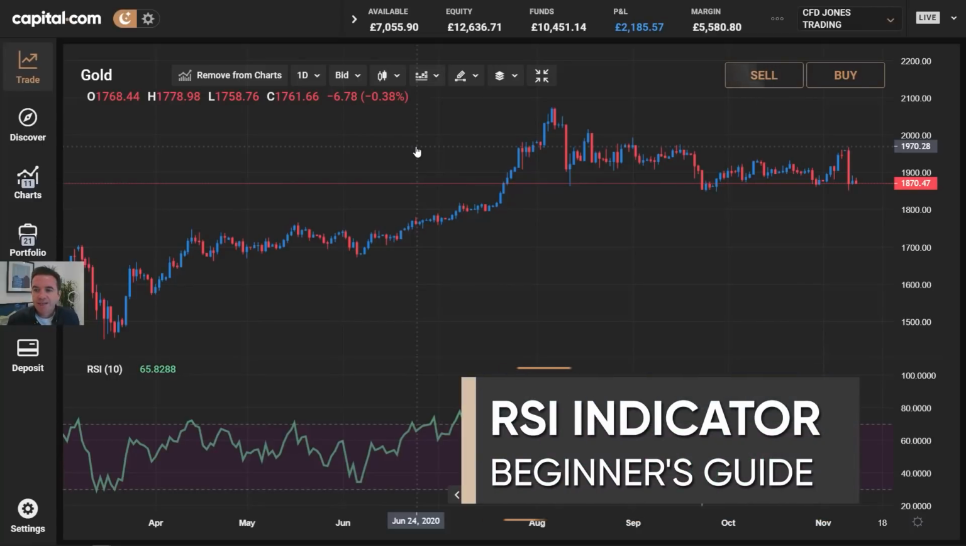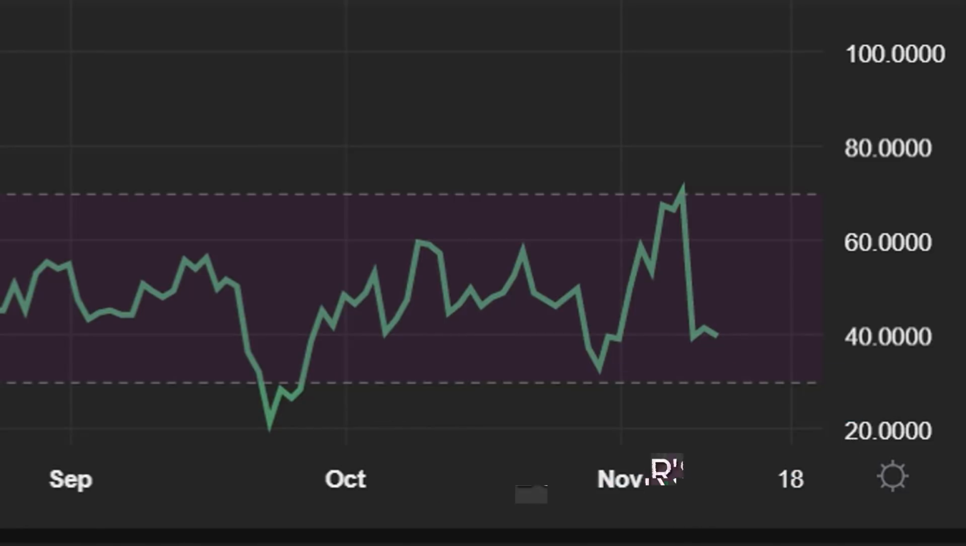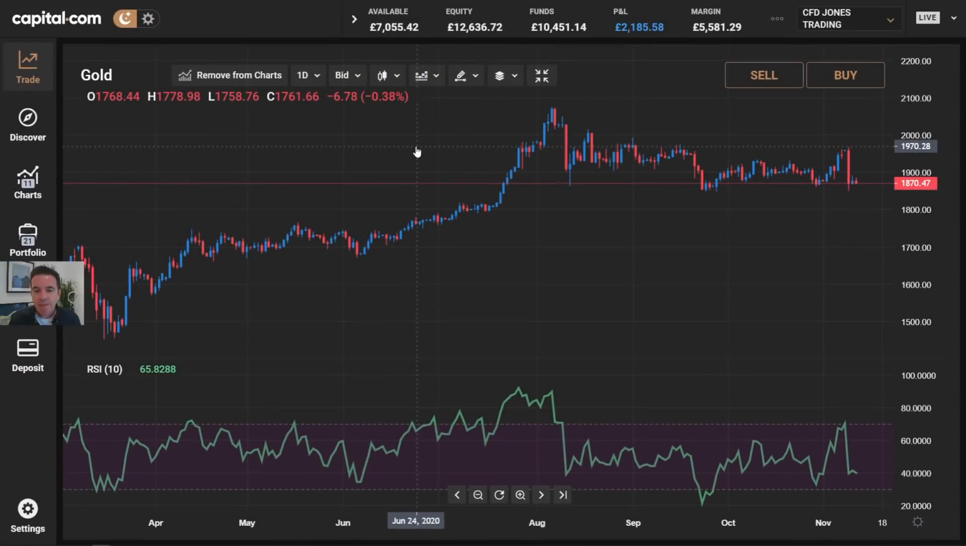The relative strength index indicator, the RSI, is a really popular one with plenty of traders. When they start trading, it might be one of the first indicators they put on their chart. But is the RSI actually any good? And if it is, is there a better way of using it than the way most people do?